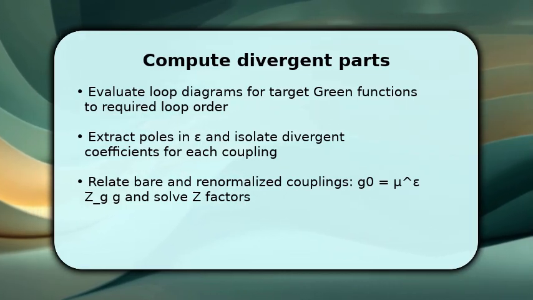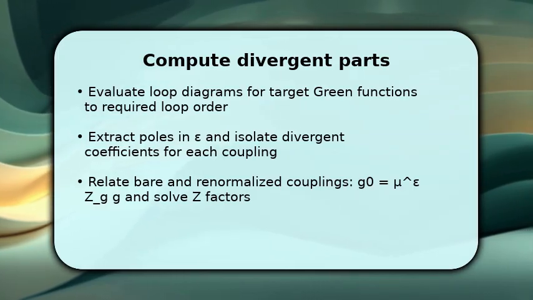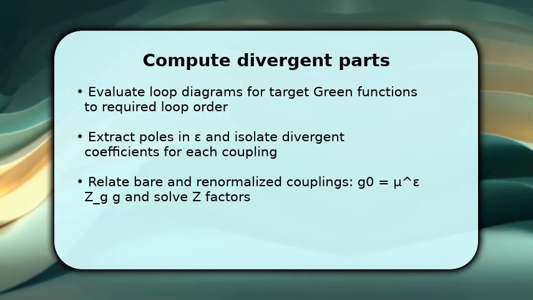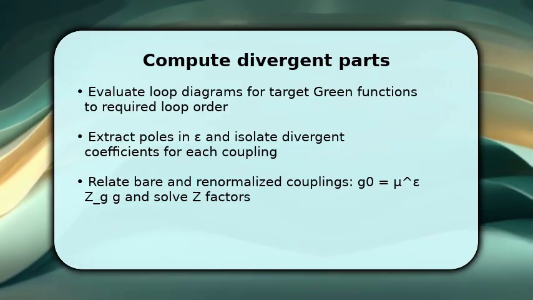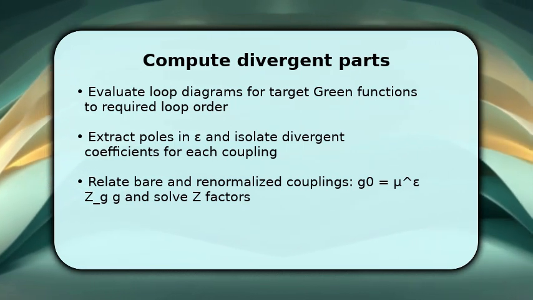Write the bare coupling g0 as mu^epsilon Z_g g, with g the renormalized coupling. Once you have Z_g to the computed order, differentiate with respect to mu keeping bare quantities fixed. That differentiation links the pole structure to the beta function, coefficients explicitly.